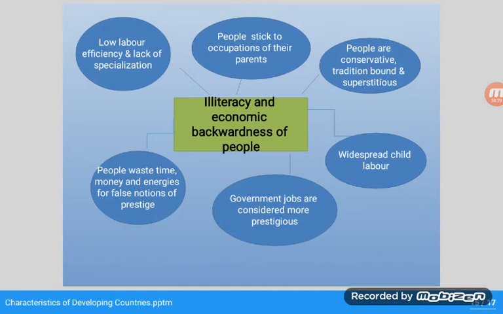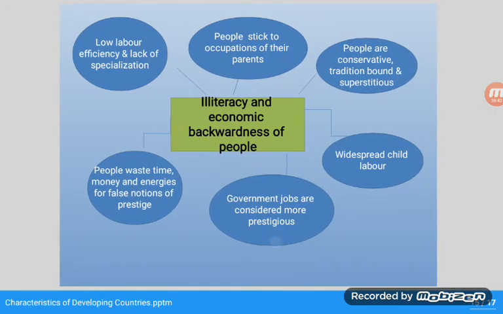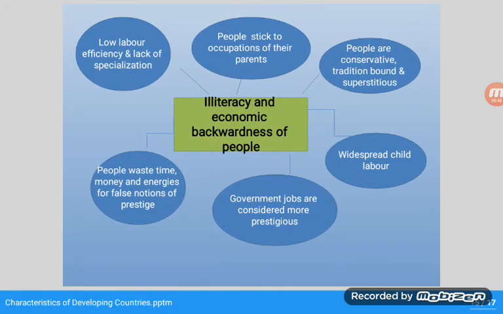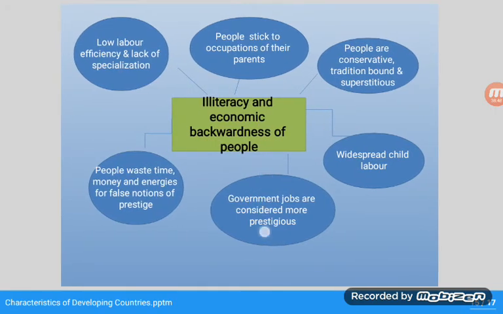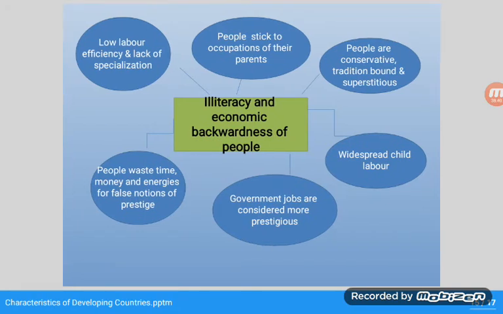Now in developing countries, we often see that government jobs are considered very prestigious. Okay, people even prefer low paying government jobs as compared to highly paid private jobs. This is because they feel secure in government jobs. So this attitude prevails in developing countries.